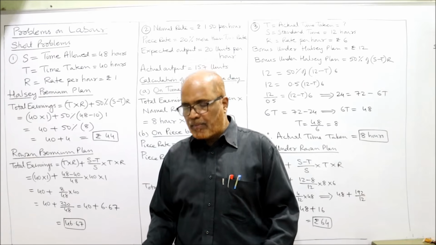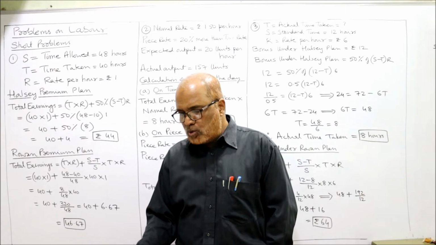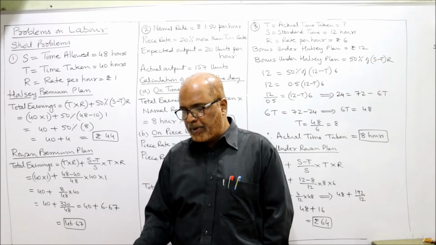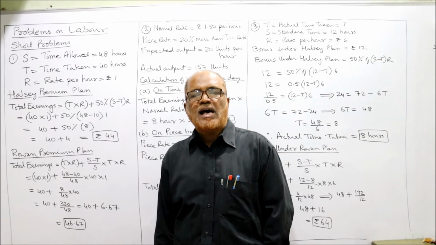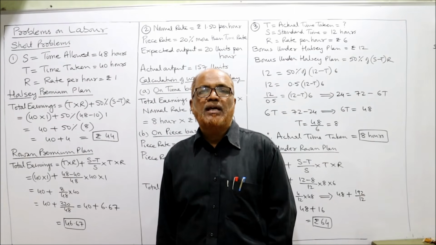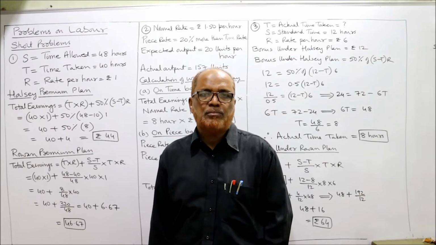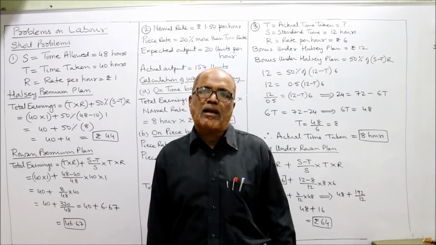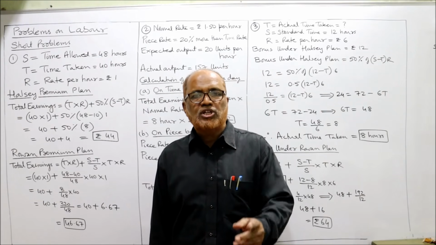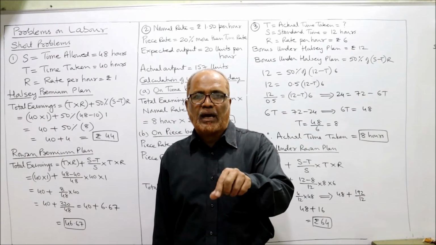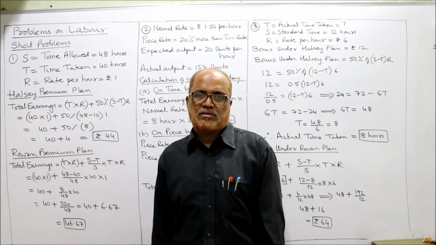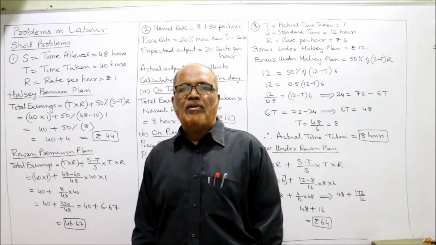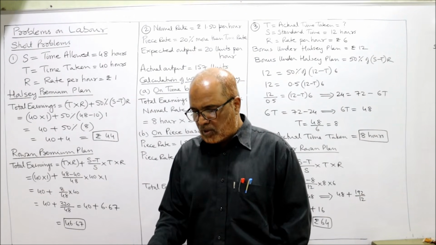See the first problem, I'm reading it out. Using the following data, discuss and illustrate the Halsey and Rowan premium bonus system. Halsey and Rowan are two incentive premium bonus schemes. Both have given a formula to calculate the total earnings, which includes the actual wages for the time worked plus bonus, then bringing out their merits and demerits. We have already discussed the advantages and disadvantages.